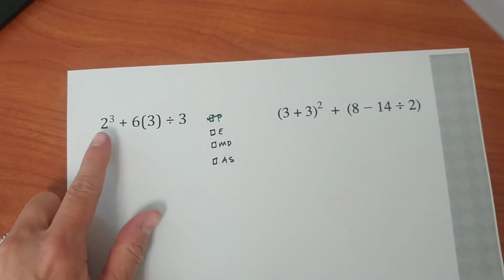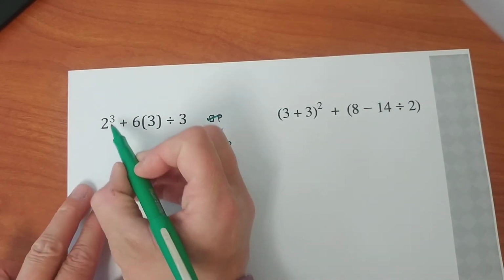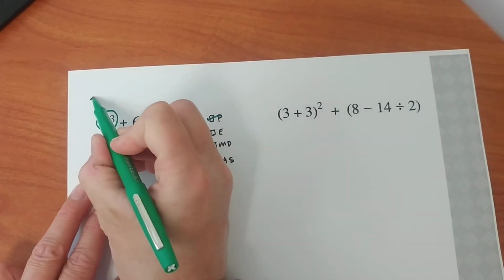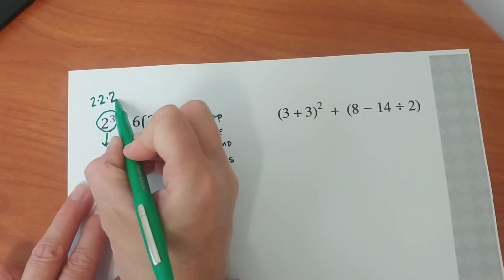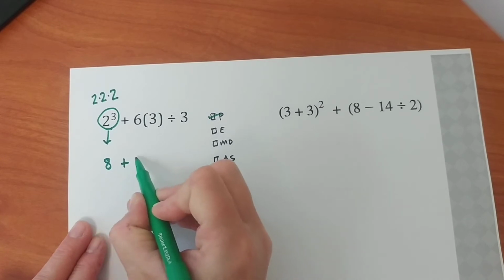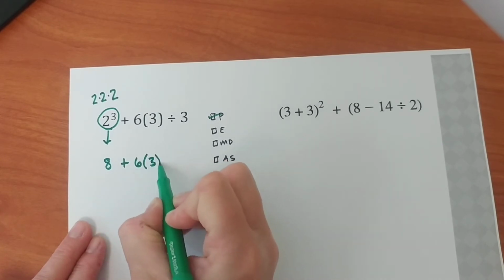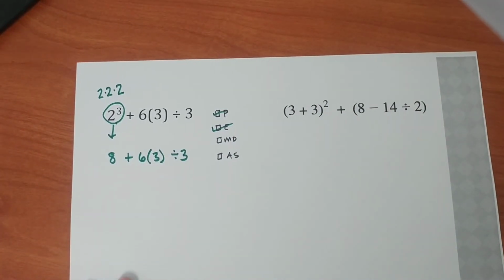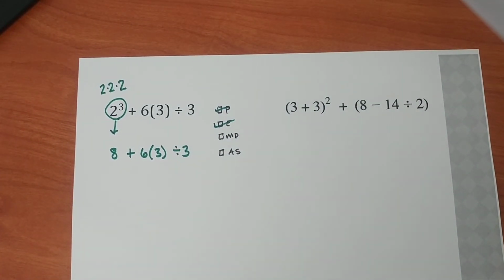Exponent, do we see any? Absolutely, right here. This says 2 to the 3rd power. Let's rename that. We know that 2 to the 3rd power means 2 times 2 times 2, which is 8. I'm going to copy everything down now. I've done one step. I bring it down, bring it down, bring it down. Exponent's done. Now multiply, divide from left to right.